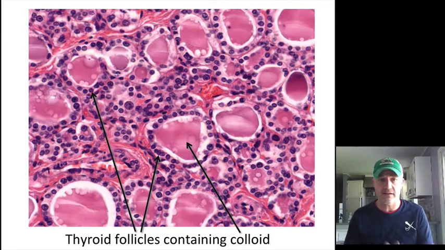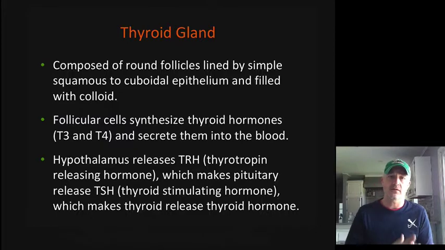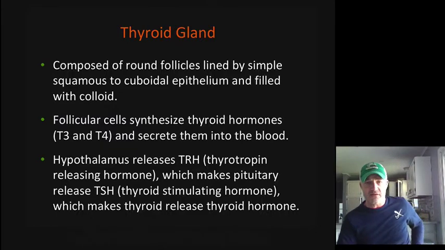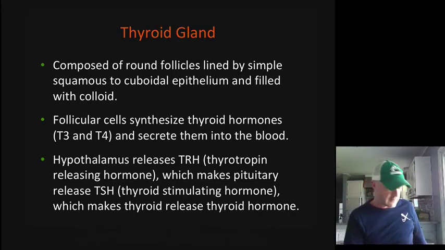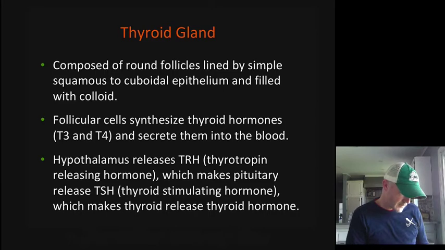So in terms of looking at this, you can definitely see the thyroid follicles here. So round follicles, like I said, lining this fluid filled with what's called colloid. These cells, like I said, are going to make that T3 and T4 and secrete them into the bloodstream.